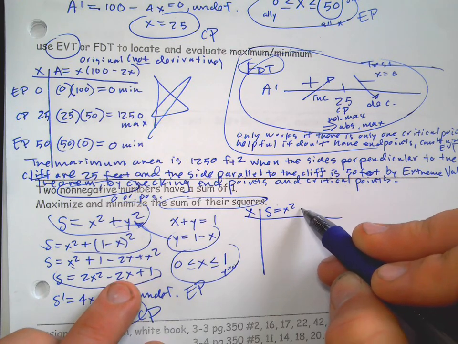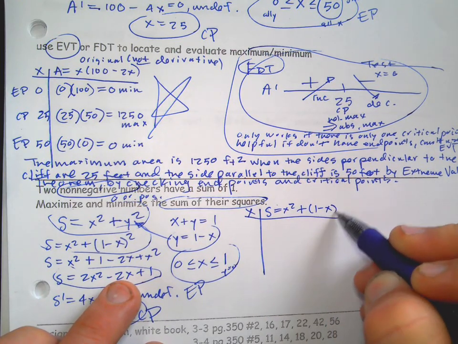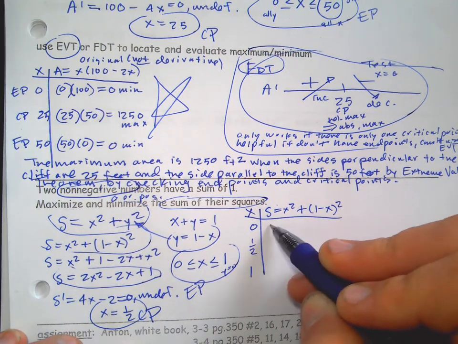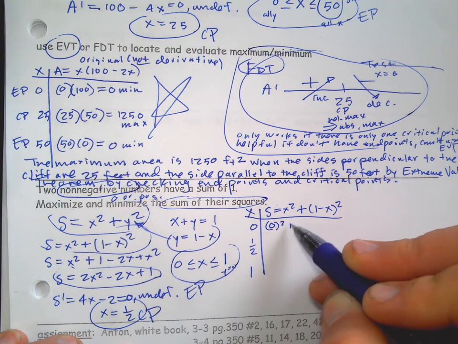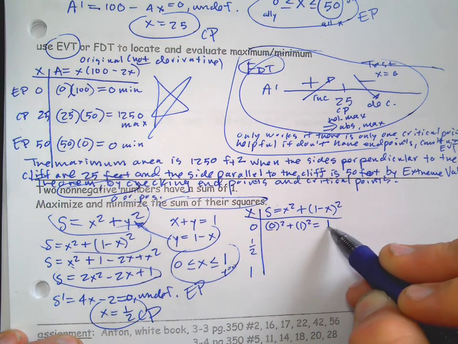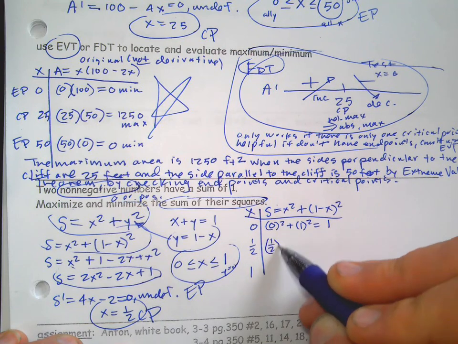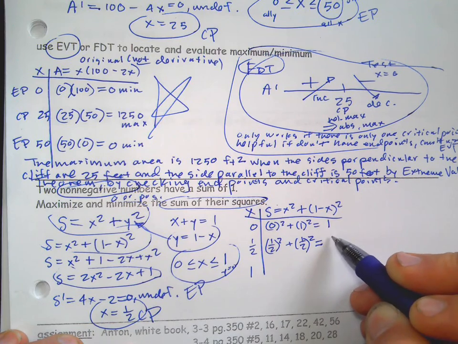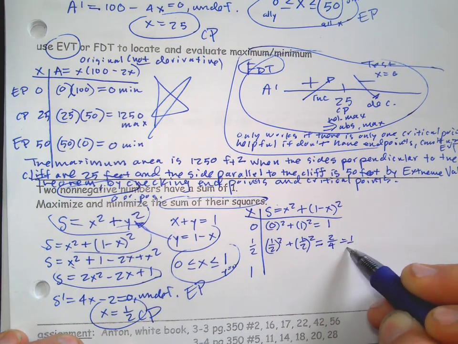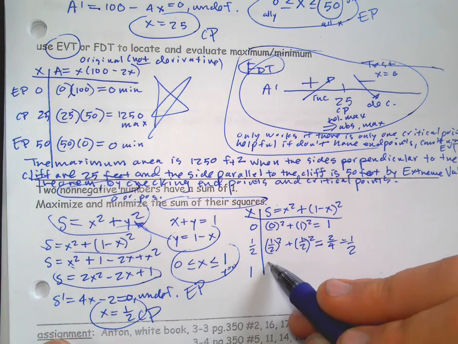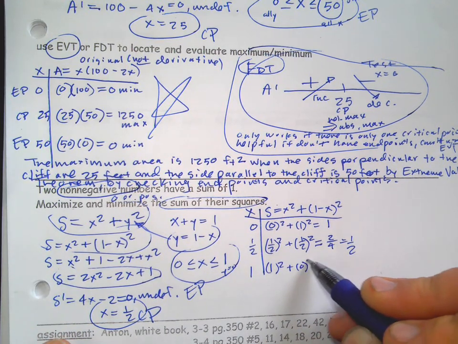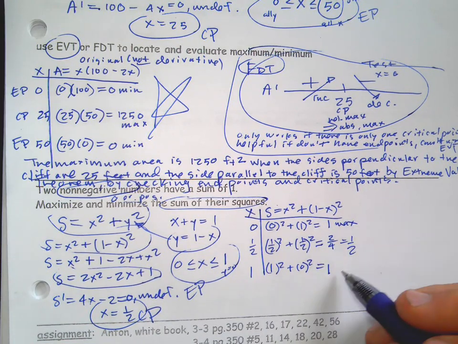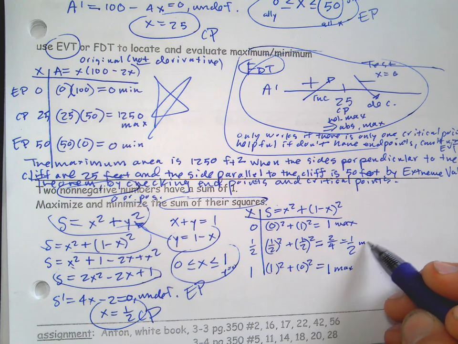We could use whichever one you want. You plug 0, 1/2 in, and 1. If you plug 0 in, you get 0 squared plus 1 squared equals 1. If you plug 1/2 in, you get 1/2 squared plus 1/2 squared is 1/4 plus 1/4 is 2/4 is 1/2. And if you plug 1 in, you get 1 squared plus 0 squared is 1. So this is the max, and this is the min.